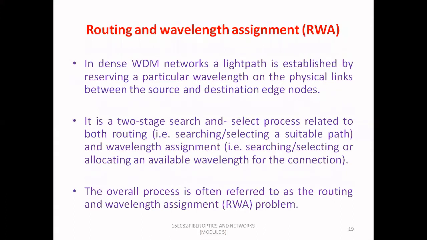Next topic is RWA, routing and wavelength assignment. In dense WDM networks or WDM networks, a light path is established by reserving a particular wavelength on the physical links between the source and destination edge nodes. It is a two-stage search and select process related to both routing and wavelength assignment. The overall process is often referred to as the routing and wavelength assignment problem, or RWA problem.